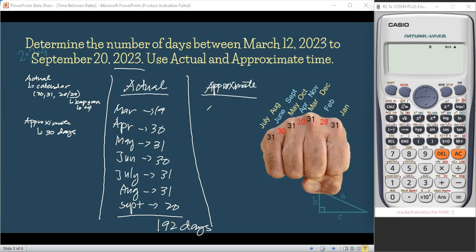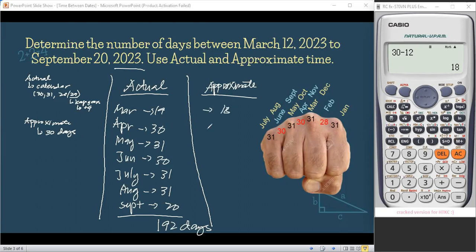Tapos approximate po, 30 lang po lahat ng months, regardless po kung leap year or non-leap year. So March po, there are 30 days din sa March. So 30 minus 12, that is 18. So ibig sabihin po, para matapos yung March, kailangan pa ng 18 days.